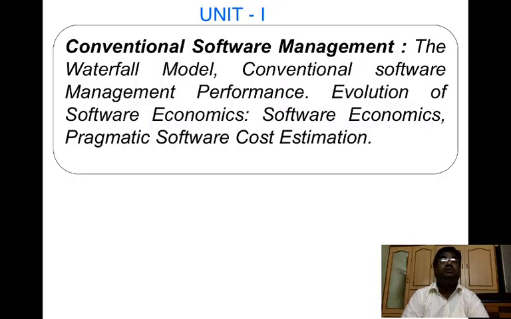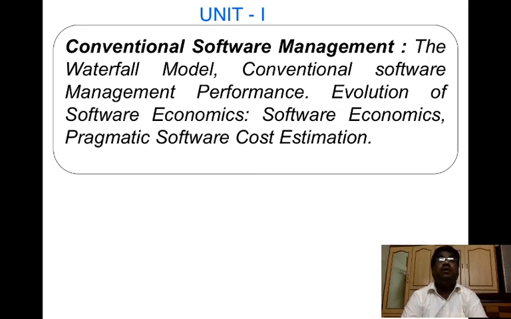Okay, good morning students. Today we are going to discuss the last topic of the first unit, pragmatic software cost estimation. In previous classes we discussed conventional software management. Conventional software management means the old system, the old way. It is the practice or method of software project management done at an early stage. Later a transition period came, and nowadays third generation practice is going on.